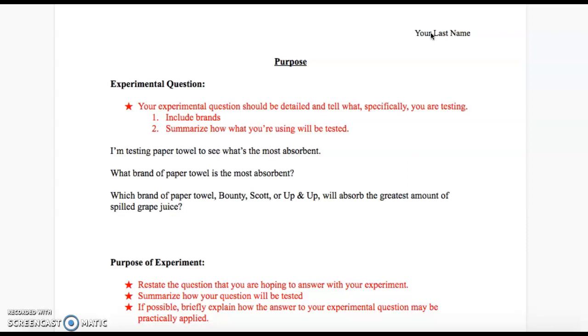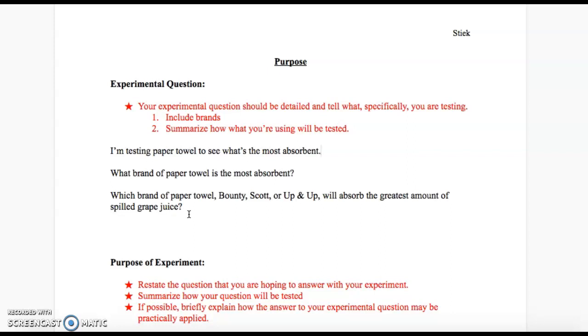The first thing that you need to do is replace your last name at the top of the screen with your actual last name. Not your first and last, just your last. Now there are two parts to the purpose section of the logbook. The first is the experimental question and the second is called purpose of experiment.